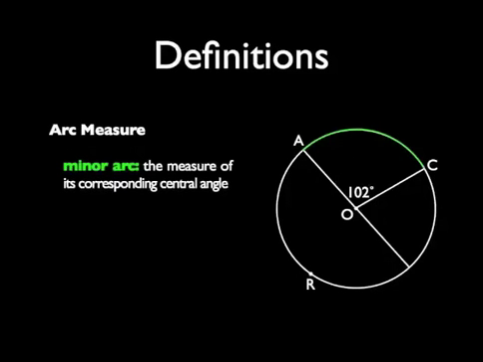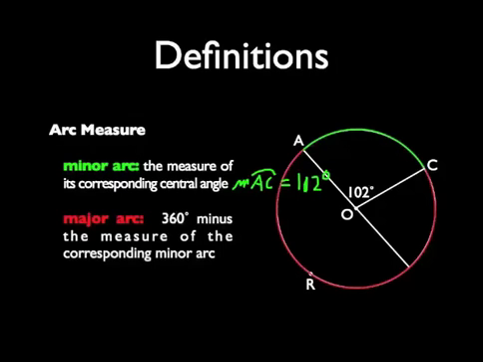For a minor arc, the measure of the arc is its corresponding central angle. So arc AC has a measure of 102 degrees because angle AOC, the central angle that it inscribes, is 102 degrees. The measure of major arcs is determined by taking 360 and subtracting the measure of the corresponding minor arc. So the measure of arc ARC is going to equal 360 minus the measure of arc AC. Thus, the measure of arc ARC is going to equal 258 degrees.